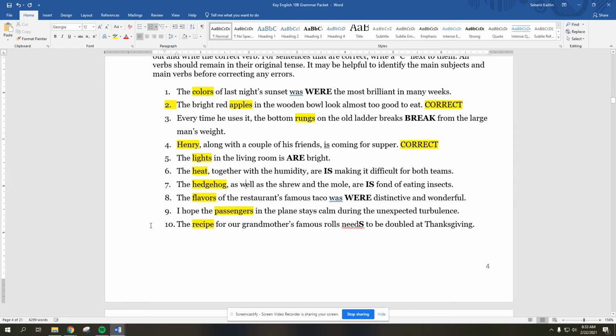9, I hope the passengers in the plane stay calm during the unexpected turbulence. This one might be a little bit harder to see, but I did a strike through here. Passengers stay calm. And 10, the recipe for our grandmother's famous rolls needs to be doubled at Thanksgiving. Recipe needs to be doubled.